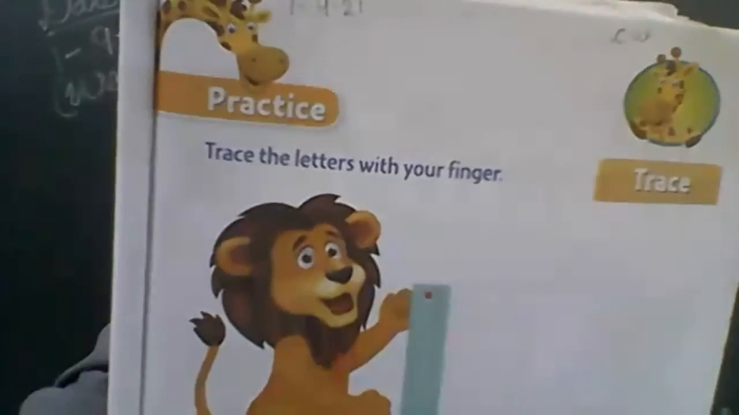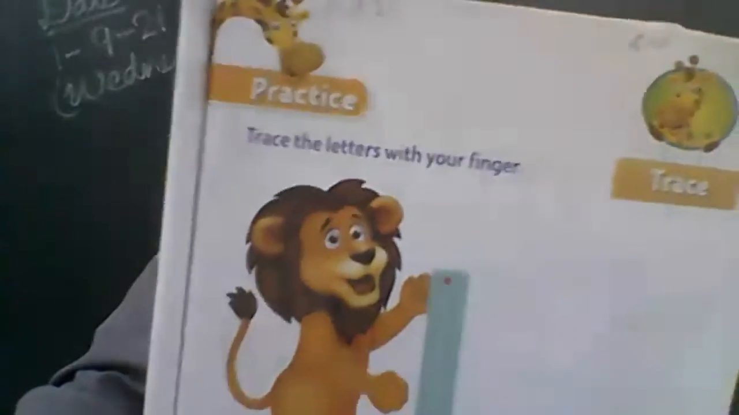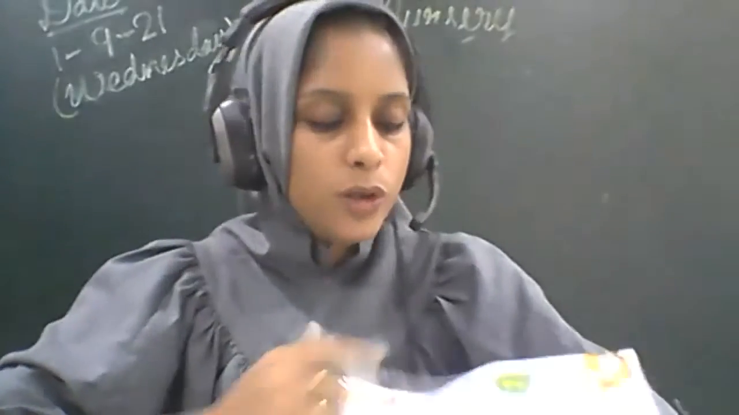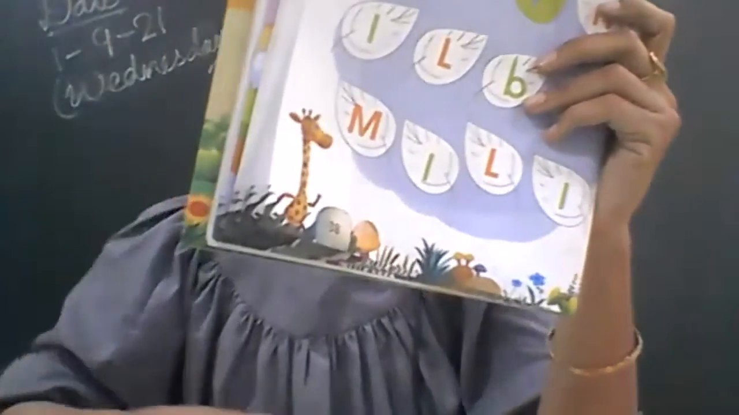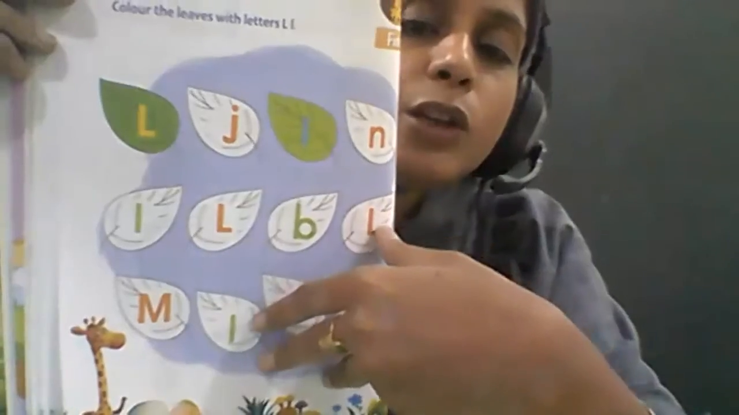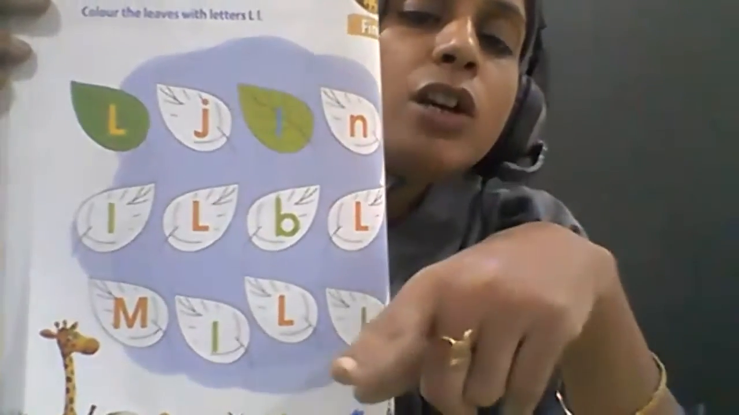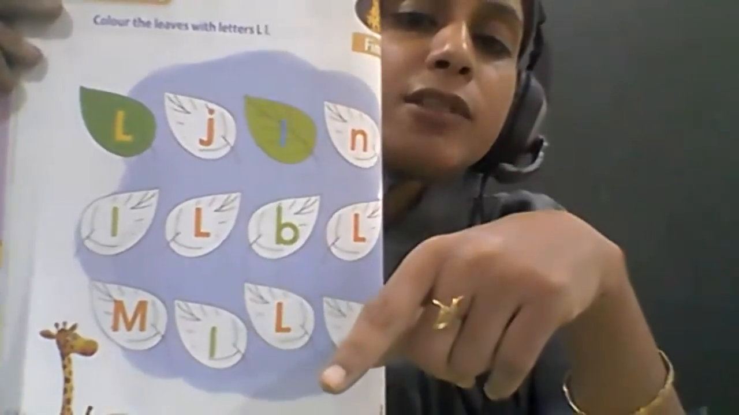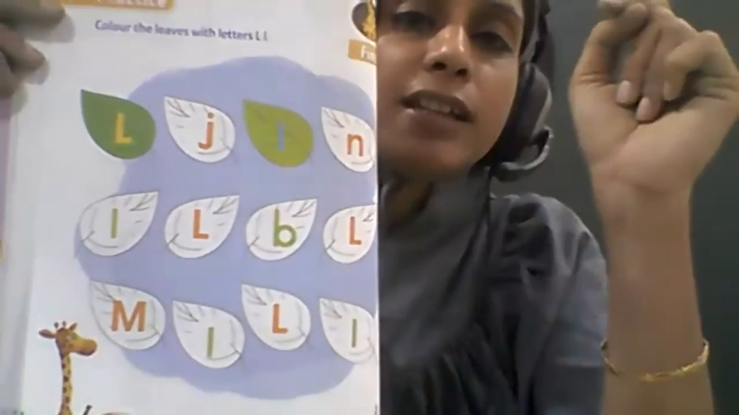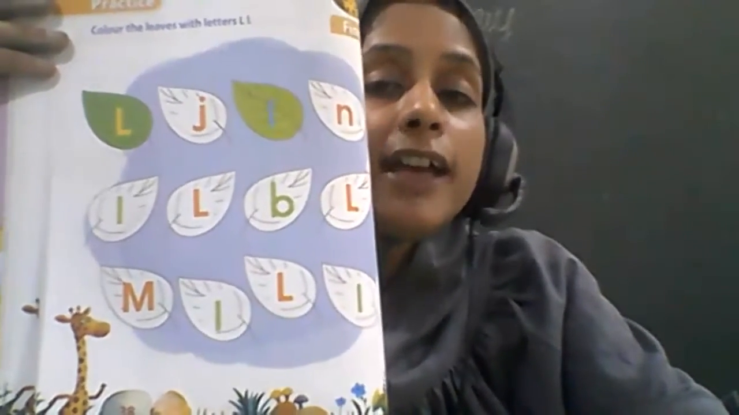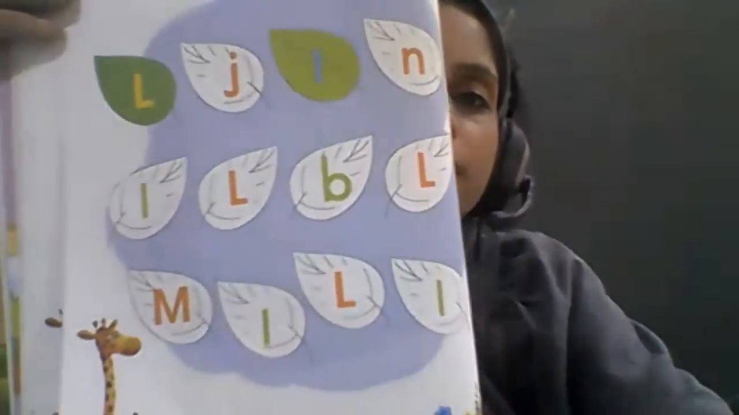Which letter is this? This is letter L. Now, turn the page. Page number 38. Look. So, here many leaves are given. So, you have to color only that leaf in which capital L is written. Standing line and sleeping line. L. Theek hai? Yahan par dekho kitne sare letters de rakhe. Many letters are given here. But you have to color the letter L. You have to color the leaf which contains letter L.